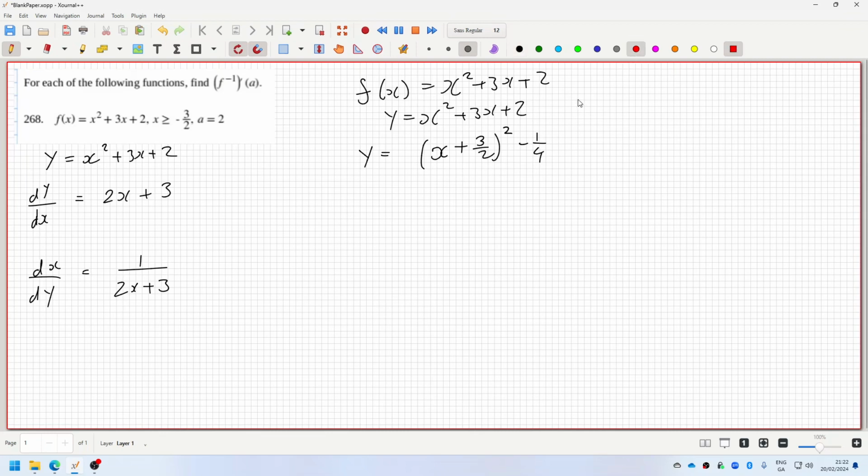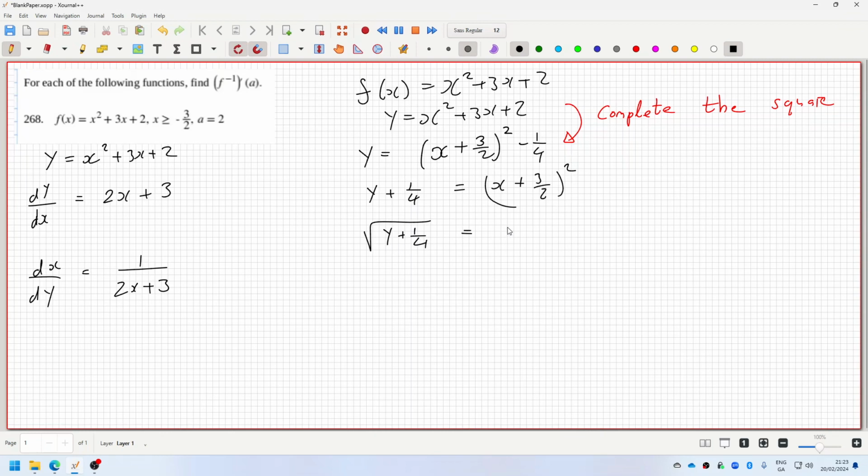Yeah. Now, if you're not sure what I did, what I suggest you can do is just Google or search in YouTube the process of completing the square. That's the process I did. The reason I did that is so that I can rearrange it as y plus a quarter equals x plus 3 over 2 squared. So square root of y plus a quarter equals x plus 3 over 2. So that means x equals minus 3 over 2 plus root y plus a quarter.